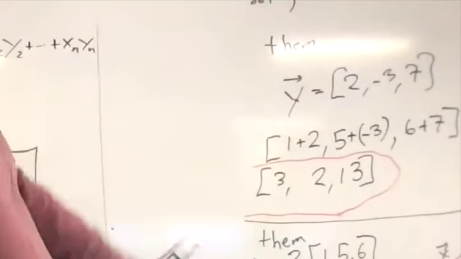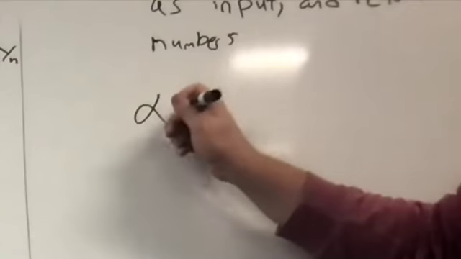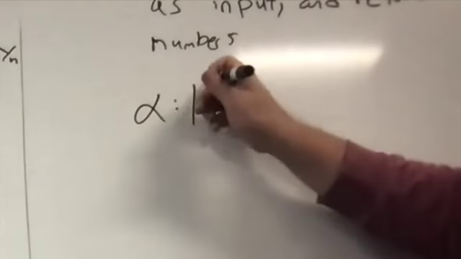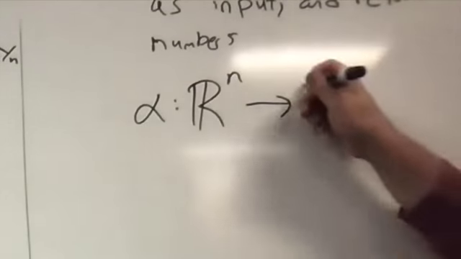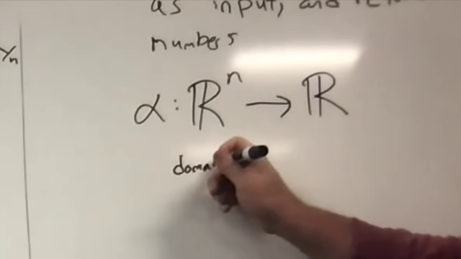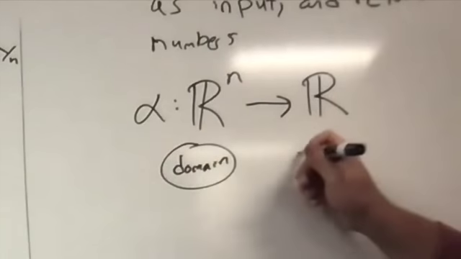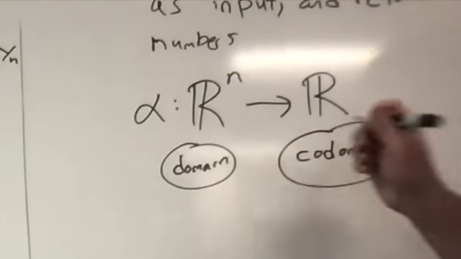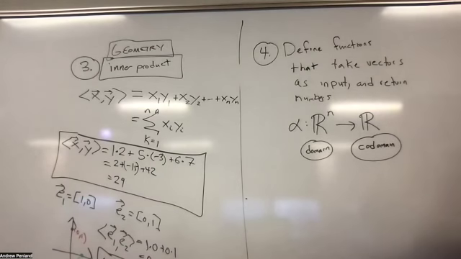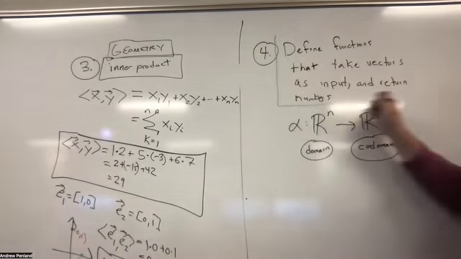And the final thing that we can do is we can define functions that take vectors as input. I would write such a function as going from Rn to R. R to the n, that vector space, is the domain, and R is the codomain. So we can define functions that take vectors as input and return numbers.